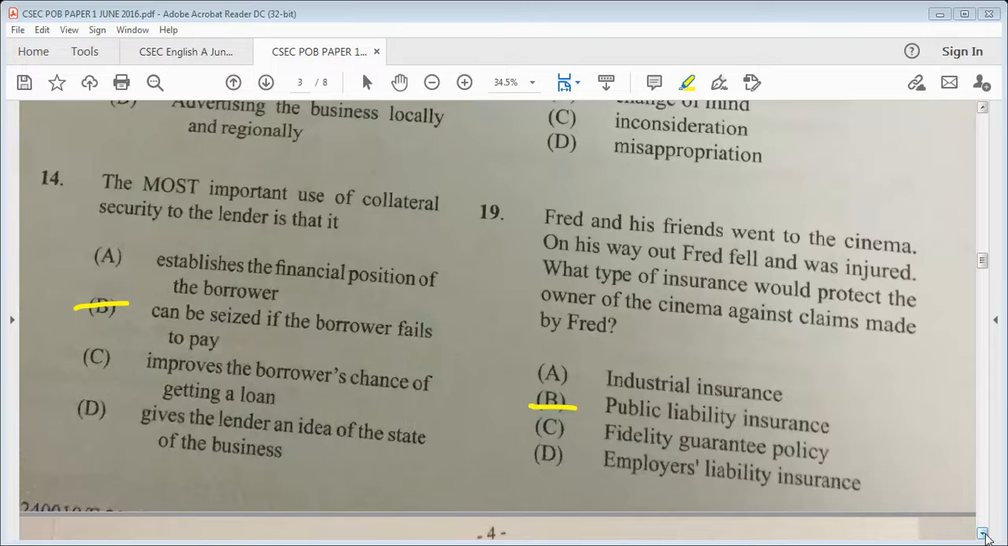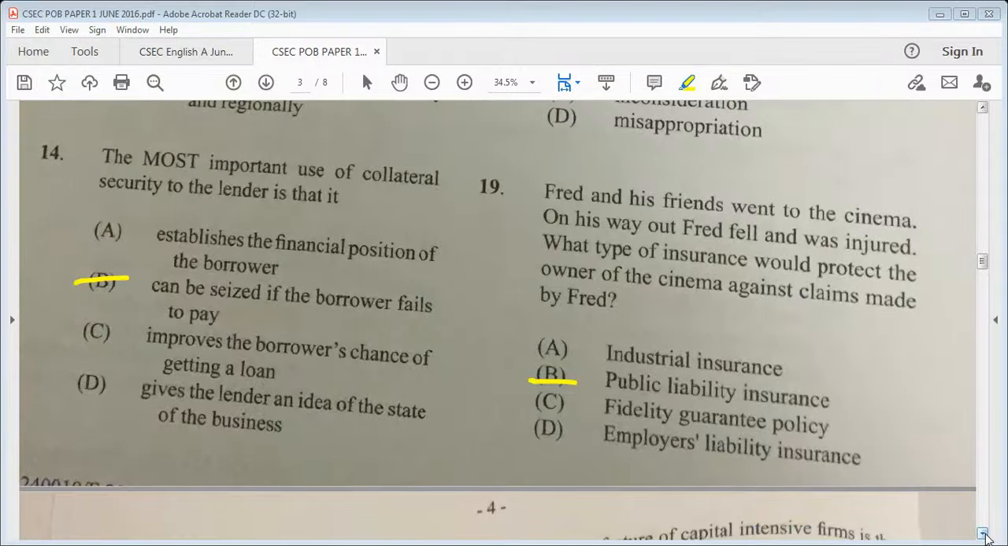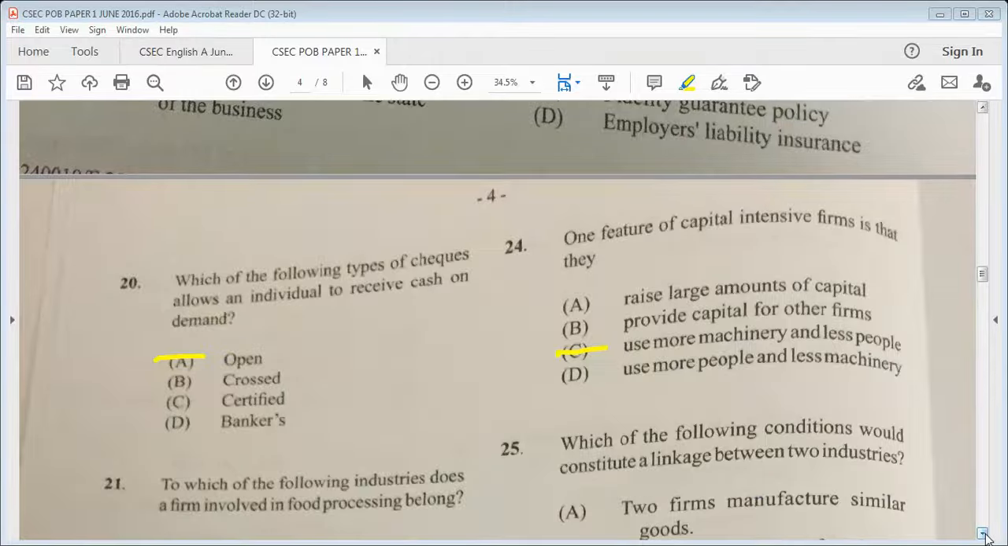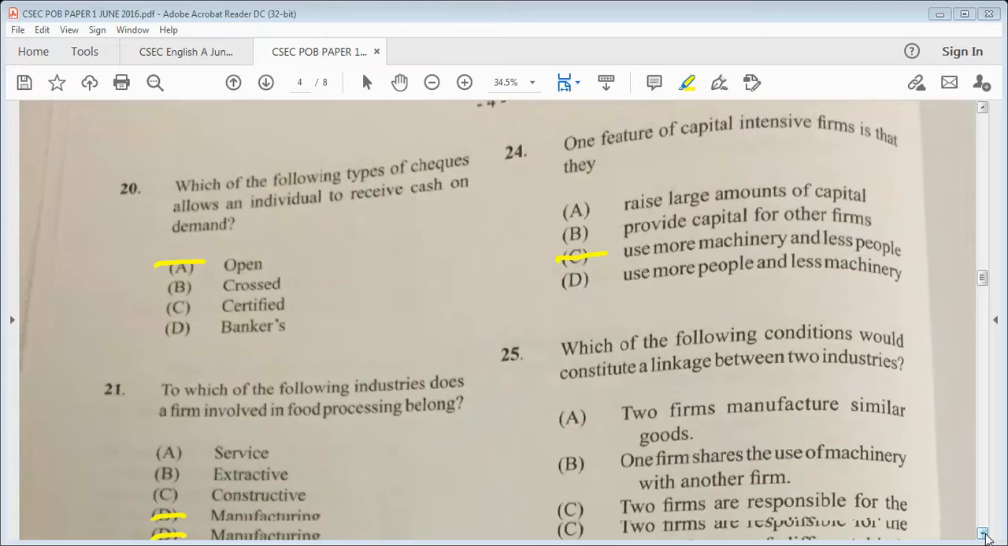19. Fred and his friends went to the cinema. On his way out, Fred fell and was injured. What type of insurance would protect the owner of the cinema against claims made by Fred? B. Public liability insurance. Let's go on to 20. Which of the following types of checks allows an individual to receive cash on demand? We know that's the open check. So A would be your answer.